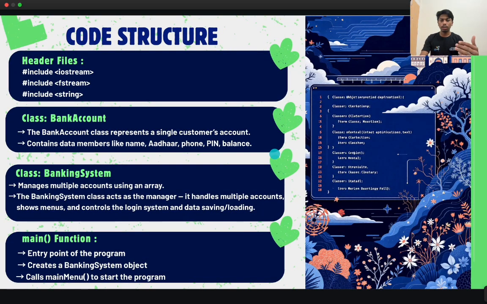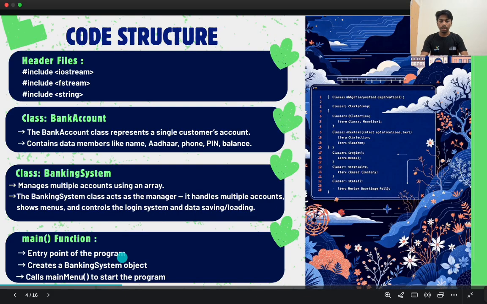Now let's talk about the structure of the code. First of all, in this code I have used three header files: #include iostream, #include fstream, #include string. Then this program contains two main classes: the BankAccount class and the BankingSystem class. And then the main function, that is the entry gate of the program where the program starts. Now let's see the header files more clearly.